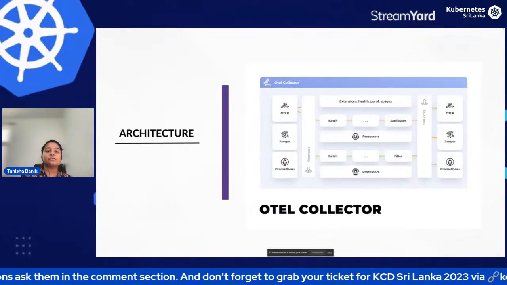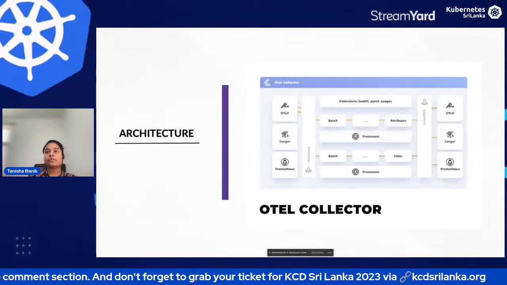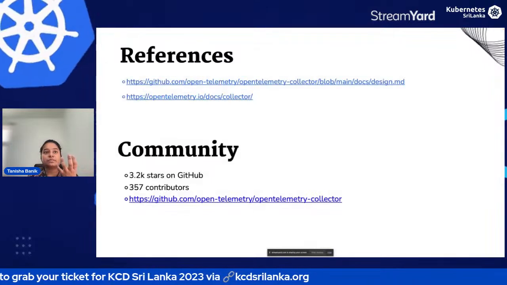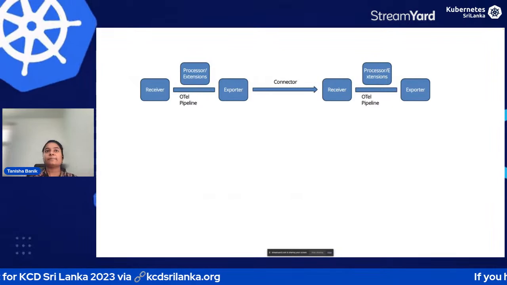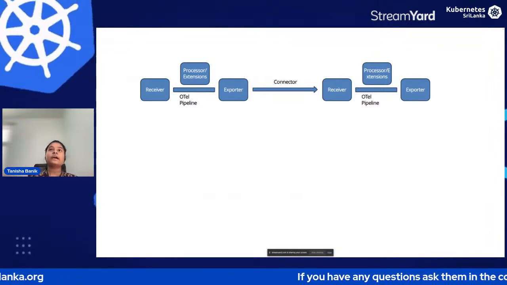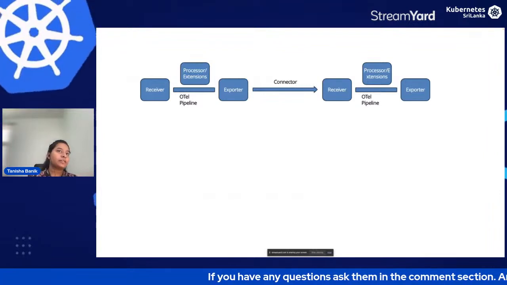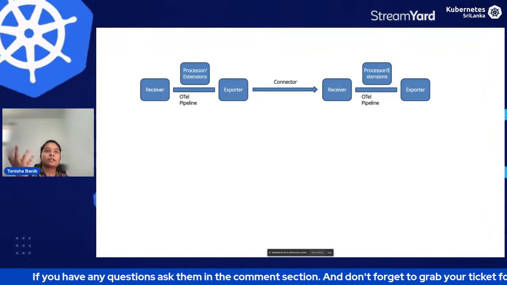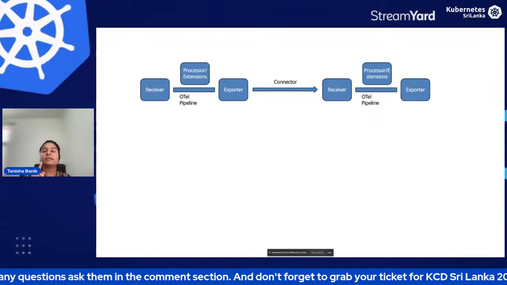Just one more point: you can also connect your different OpenTelemetry pipelines using connectors. This is the way you can have multiple OpenTelemetry pipelines. Let's say you have some OpenTelemetry pipelines running in your application cluster, some in your edge cluster, and some in your cloud. You can collect all of them using a connector, right?